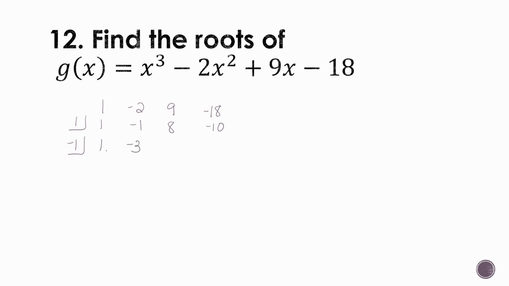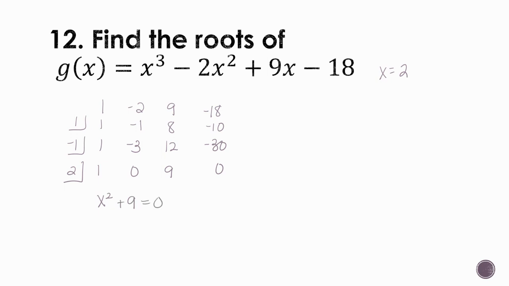It's negative 3. 3 plus 9 is 12. And that gives me negative 30. So nope. So now I'm going to try the next factors of 18, which would be 2 and negative 2. That's 0. 9, 2 times 9 is 18. 18 plus negative 18 is 0. So we found our first root. So x equals 2. Now I have this depressed polynomial here that is x squared plus 9.